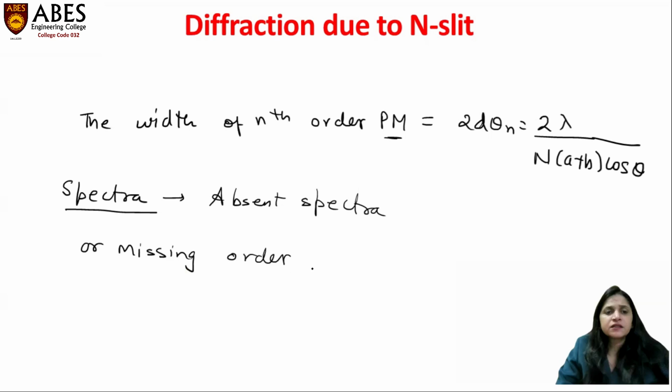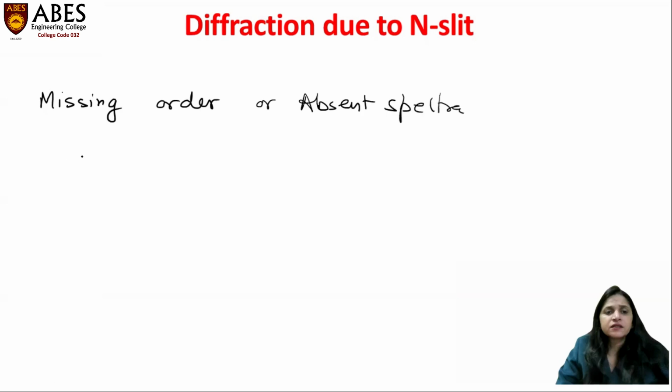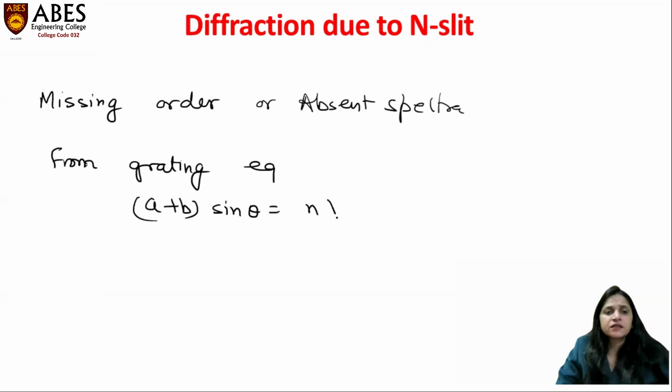In N-slit, missing order is calculated with the help of the grating equation and the direction of minima. So what is the grating equation? Let us take another slide. We are going to talk about missing order or absent spectra. From the grating equation: a plus b sine theta equals n lambda.